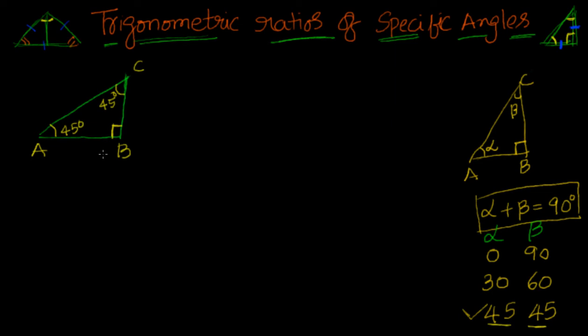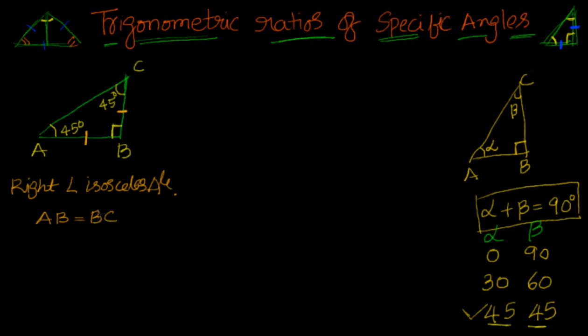Now tell me, can you tell me any relationship between AB and BC, that means the sides other than AC in this triangle? You are right, yes. If the angles are equal, then opposite sides are equal. So AB is equal to BC. So what is this? This is a right angle isosceles triangle.